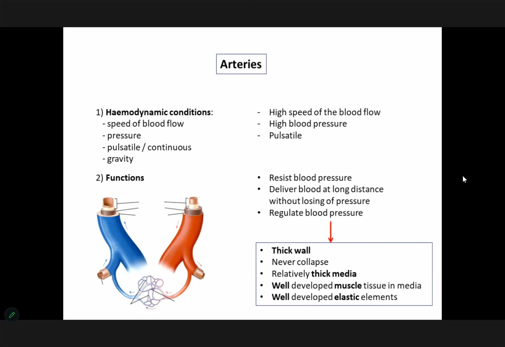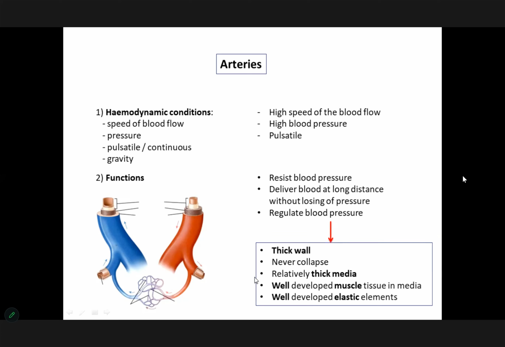The heart makes the initial speed and pressure of blood. And also arteries regulate the systemic blood pressure. So this is why arteries have a thick wall to resist blood pressure. They never collapse because they should deliver blood at long distances. They cannot be collapsed with a closed lumen.